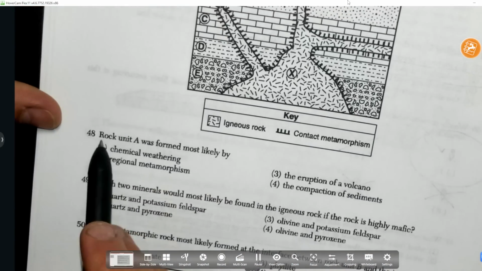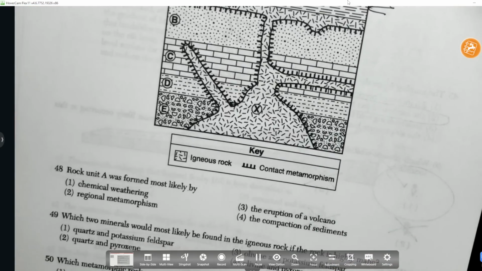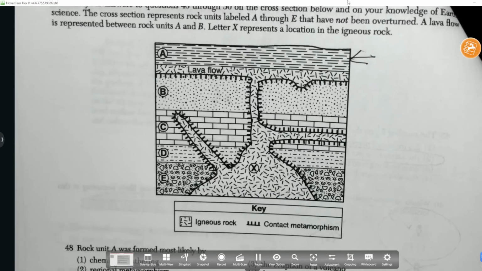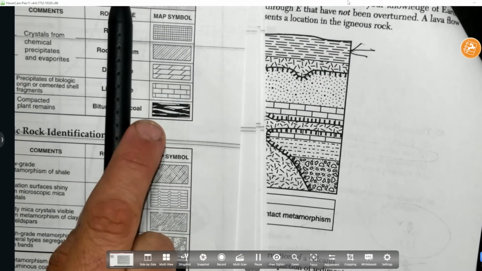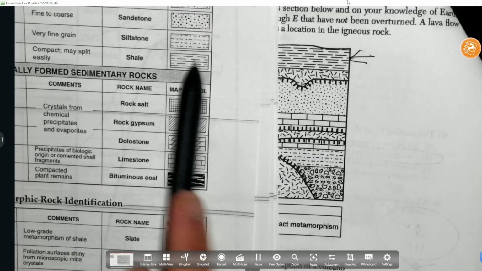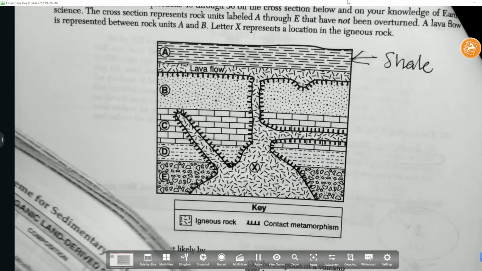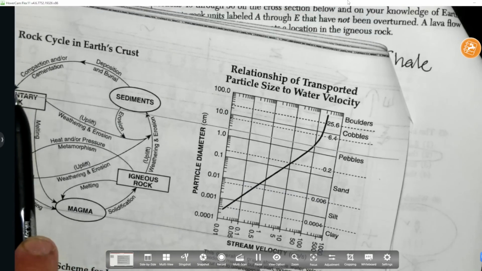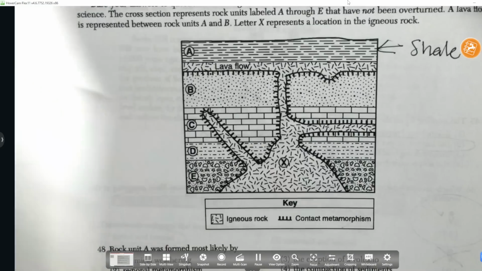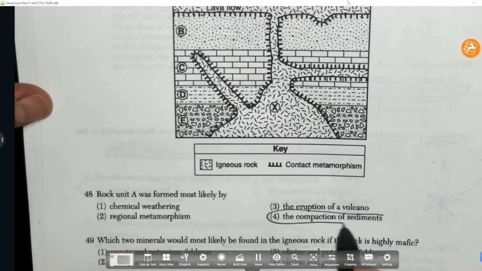Next up, 48. Rock Unit A was most likely formed by what? Rock Unit A is those lines. If we go to reference table, page 7, we could figure out what kind of lines those are. It looks like shale. There it is. That matches that. So shale, how do you make shale? Well, shale is a sedimentary rock. And if we go to our reference table here, shale would be made through compaction and cementation. Compaction of sediments. Our answer is 4.